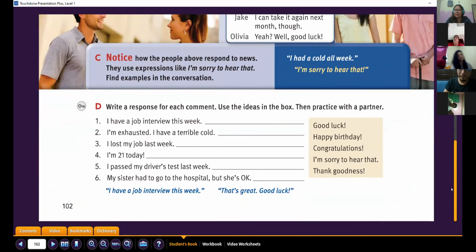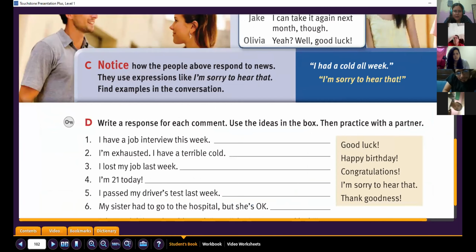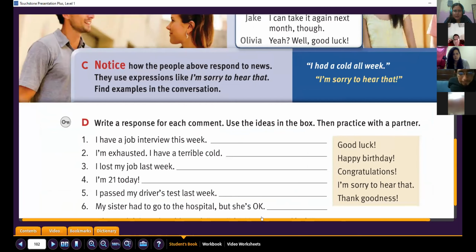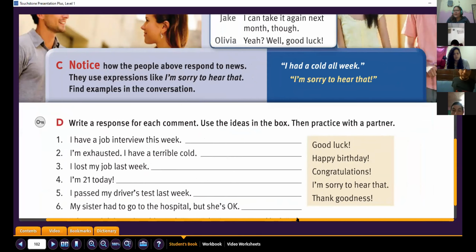Let's practice together this exercise D. I shared this picture in the group of WhatsApp if you want to have this information. It says here, write a response for each comment. Use ideas in the box. So we can use these ideas. Good luck. Happy birthday. Congratulations. I'm sorry to hear that. Thank goodness. So how do you react to these situations? Number one, for example, I have a job interview this week. What do you tell me?